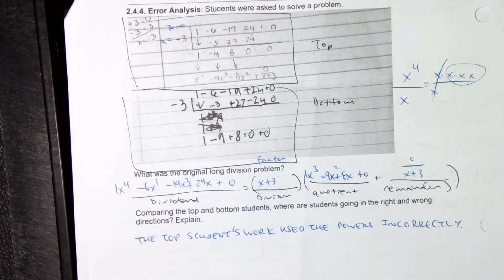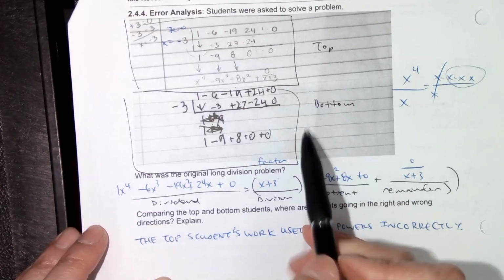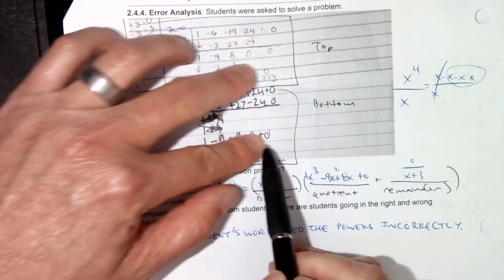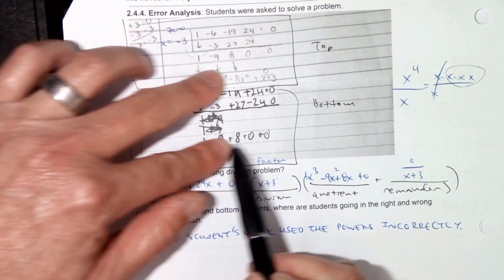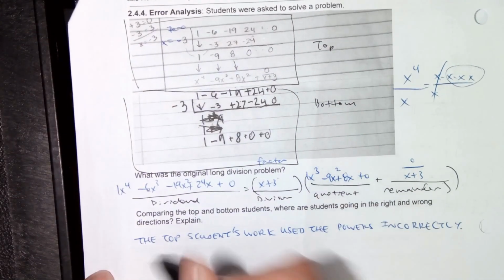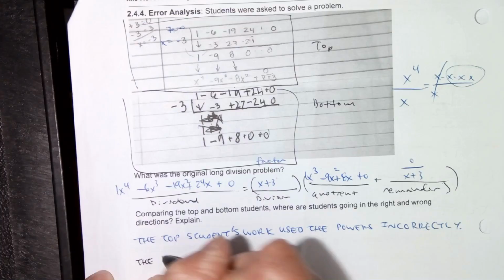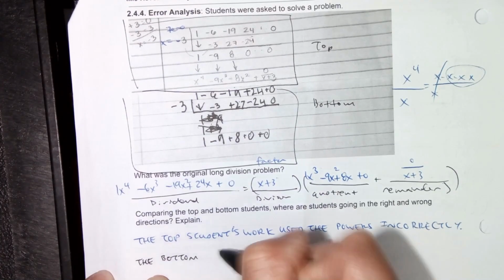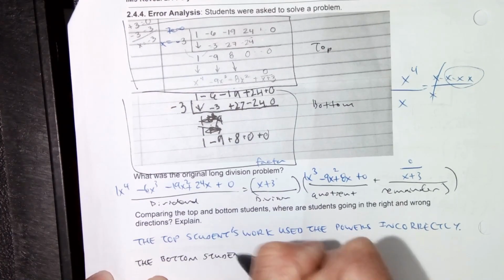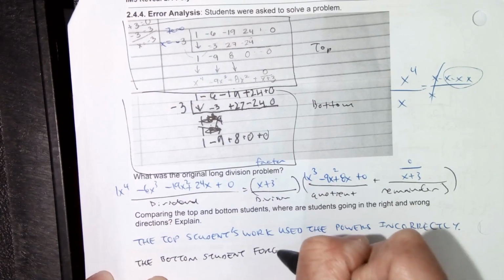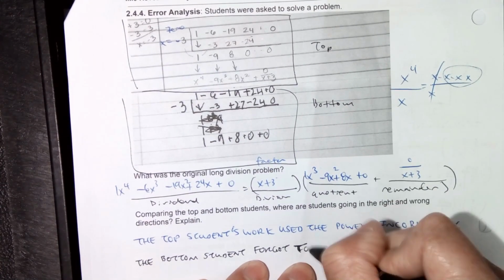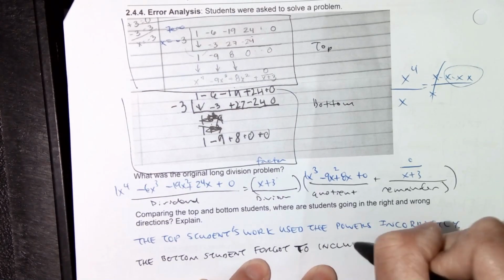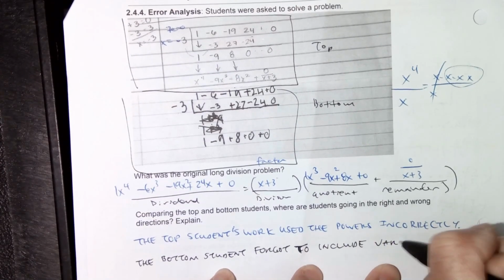Okay? The bottom student forgot to put in what? Yeah, they forgot to put in their variables. I would say that the bottom student forgot to include variables, which is the x's.